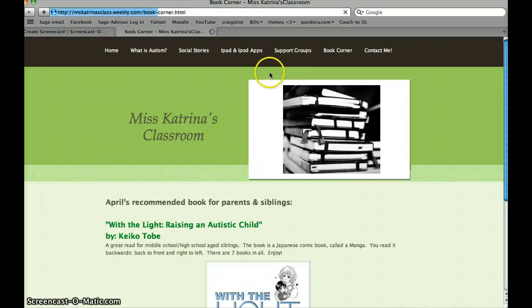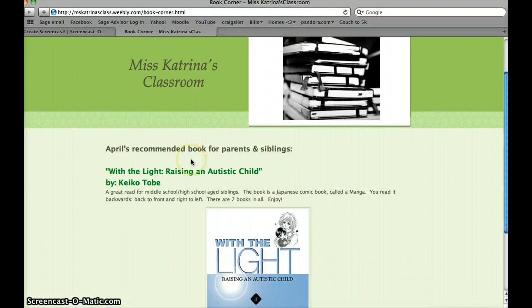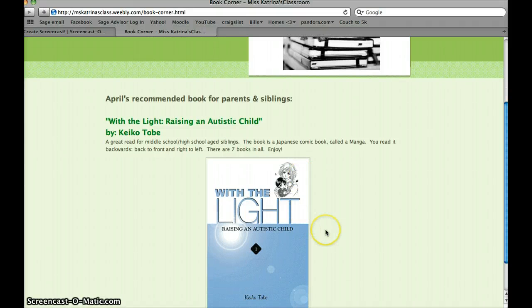The next link up here is my book corner, and this is where I was saying earlier I wanted to really put in each month a book to recommend to parents, siblings, or classmates, something that I find. I'm always reading and trying to find more information about autism, and how to educate others about autism and how to educate my students with autism. So I'm constantly out there looking for great books. So this is the book I read recently that I would definitely recommend for everybody.